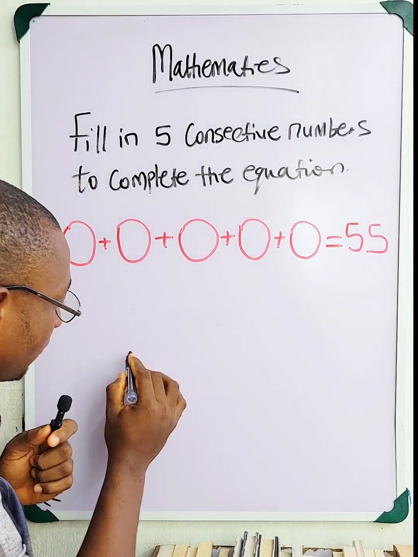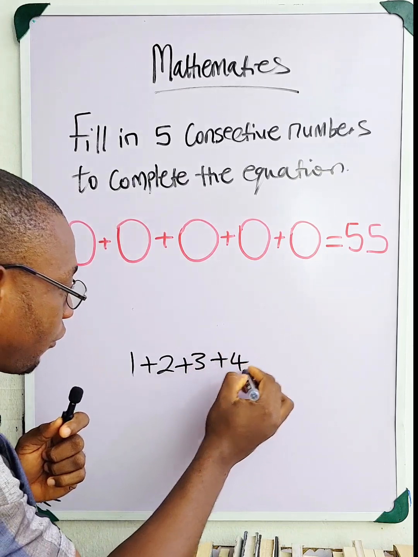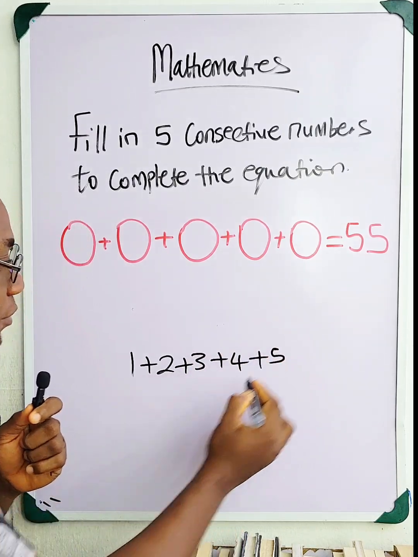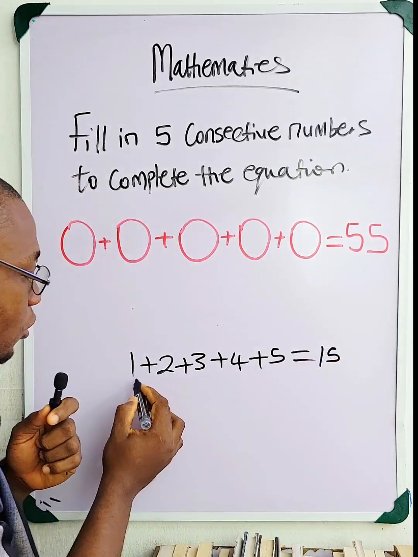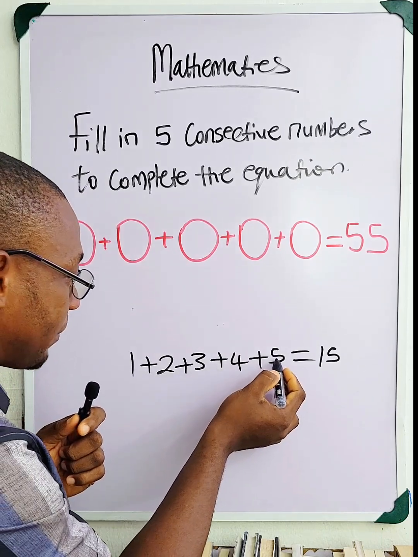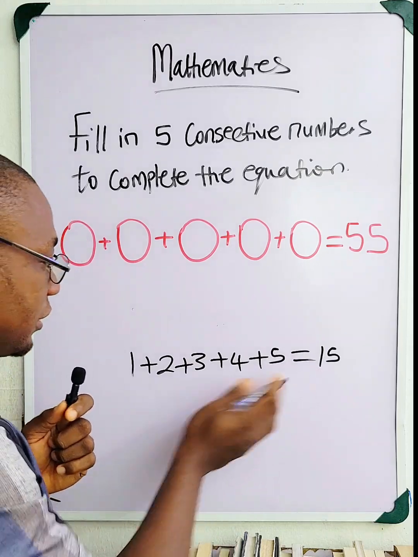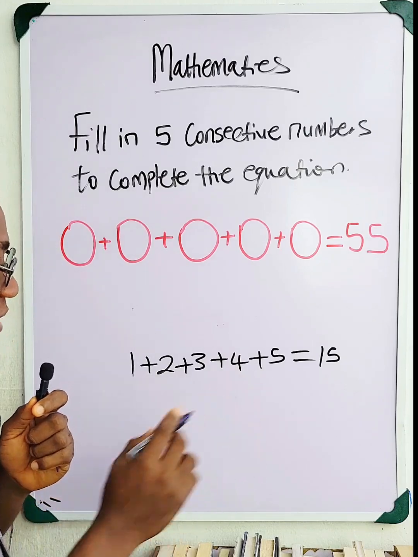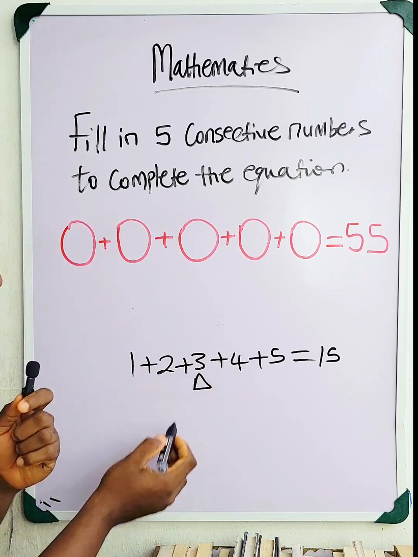If you have something like 1 plus 2 plus 3 plus 4 plus 5, this gives you what? 15. 1 plus 2 is 3, 6, 10. 10 plus 5 is 15. Are you following? These are consecutive natural numbers. Observe something. The middle number is 3.